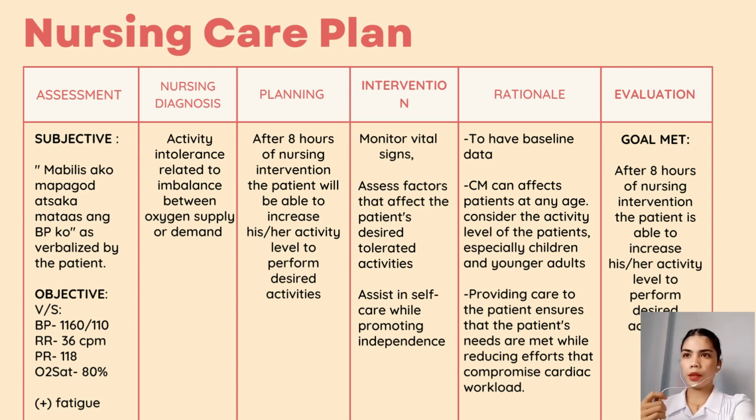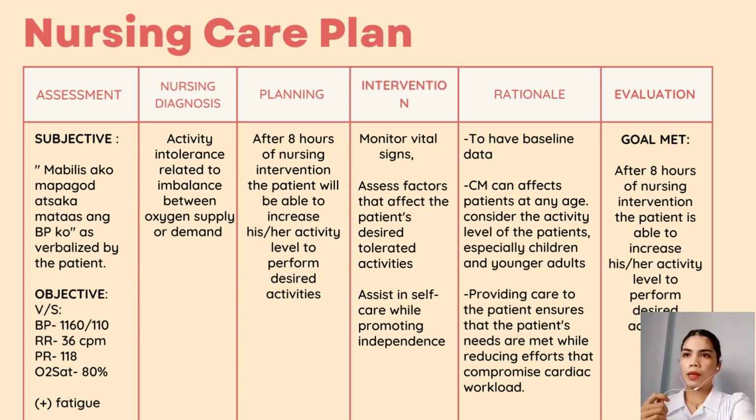So, after 8 hours of nursing intervention, the patient will be able to increase his or her activity level to perform desired activities. So, we have interventions here which we focus on monitoring vital signs. This is to have baseline data. And then next, we assess the factors that affect the patient's desired tolerated activities because cardiomyopathy can affect patients at any age. Consider the activity level of the patients, especially children and younger adults.